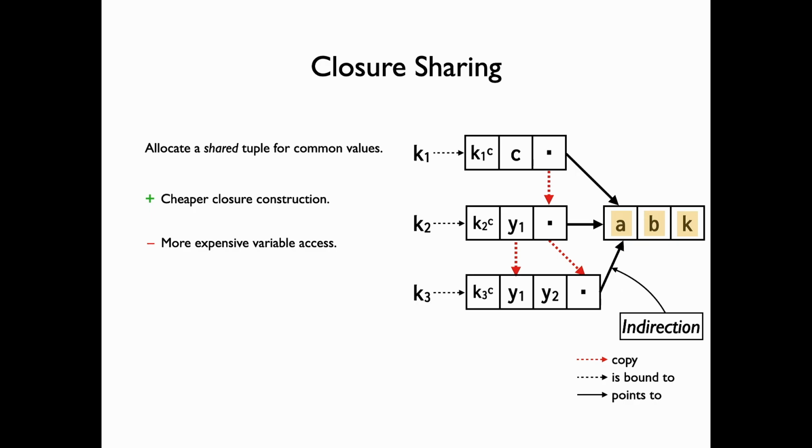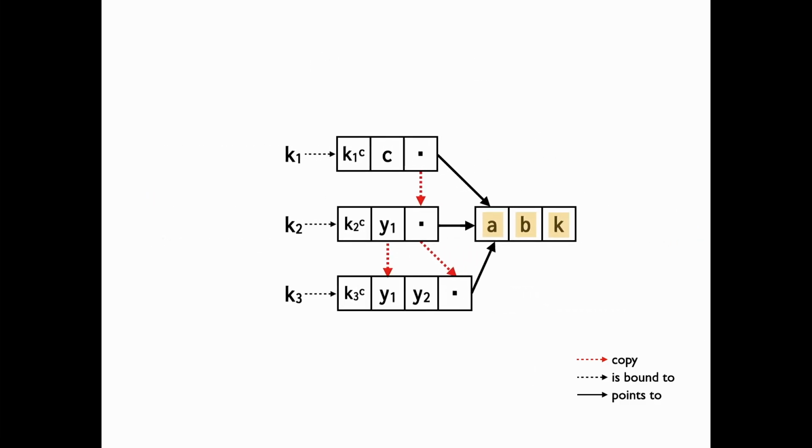It's also important to note that closure sharing does not describe one unique representation like the flat closure does. It is in fact a family of representations. As another example, we can see that y1 and the pointer is shared between K2 and K3.